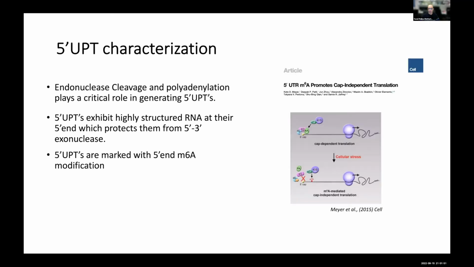But I want to refer to something that we found might be very relevant to our study, which is a study that was published in 2015, where they show that when m6A is located on the uncapped RNA at the 5' end, it can promote cap-independent translation. So we had the thought that the m6A plus the uncapped RNA that we're seeing may generate translation in a cap-independent manner.